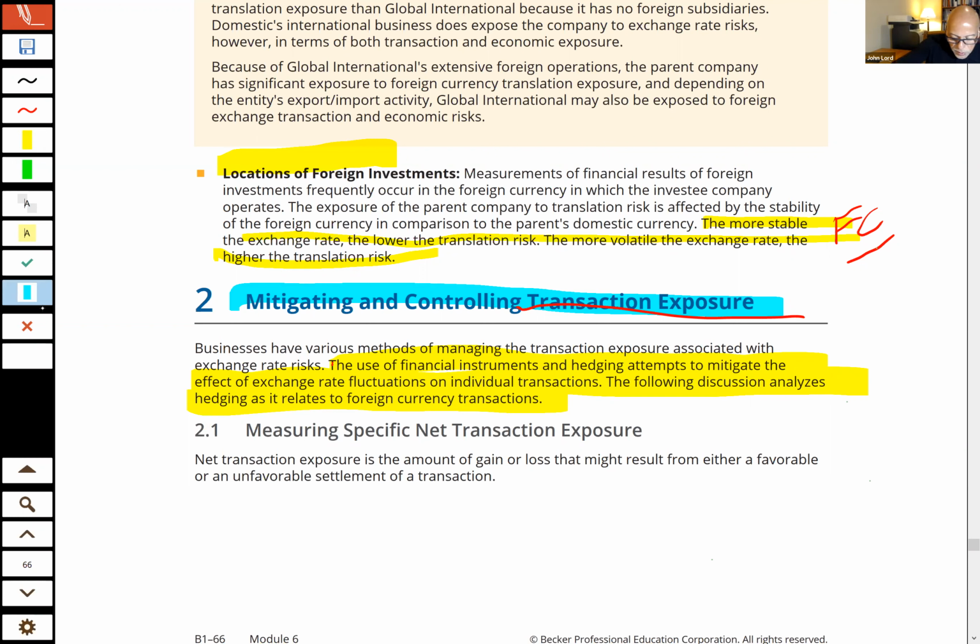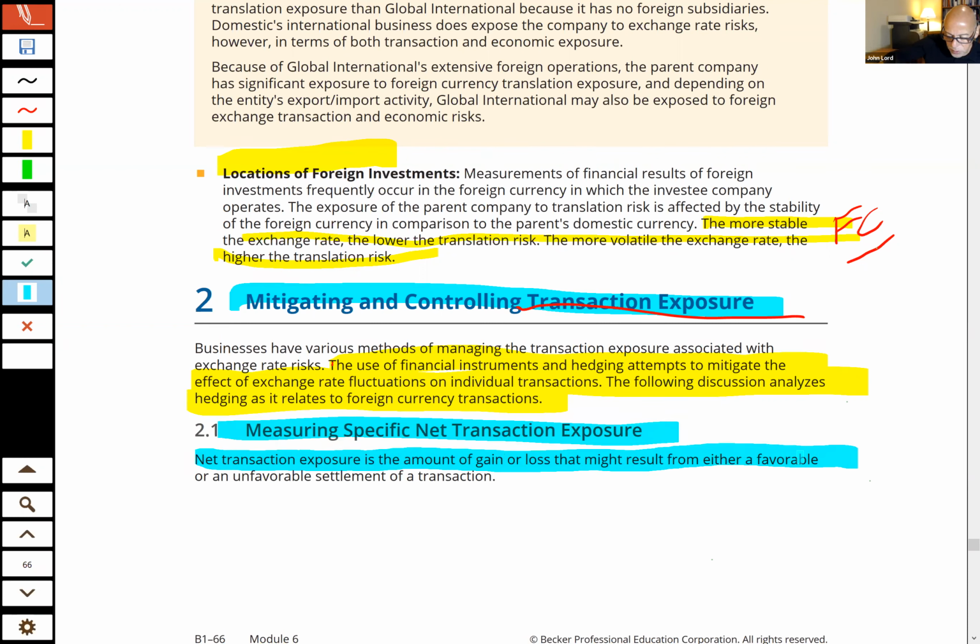So when we do this, measuring specific net transaction exposure is the amount of gain or loss that might result from either a favorable or unfavorable settlement of a transaction.